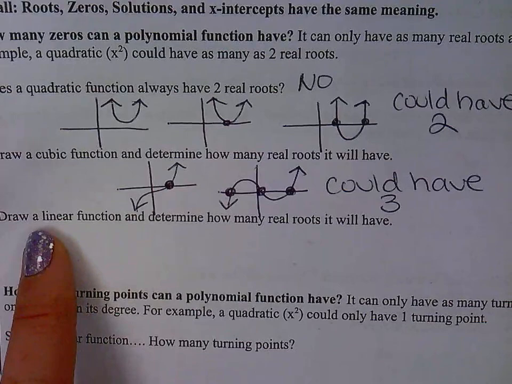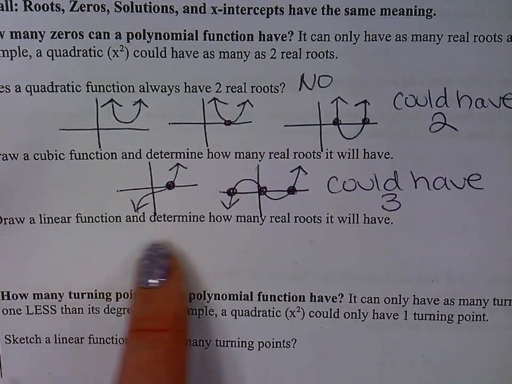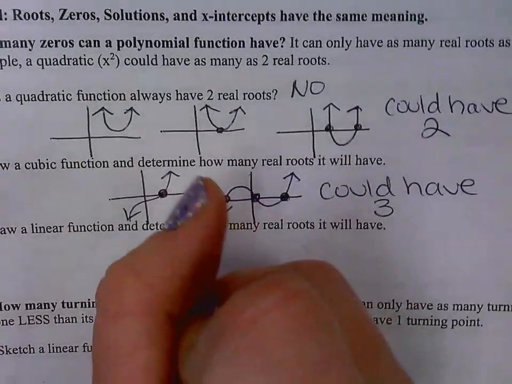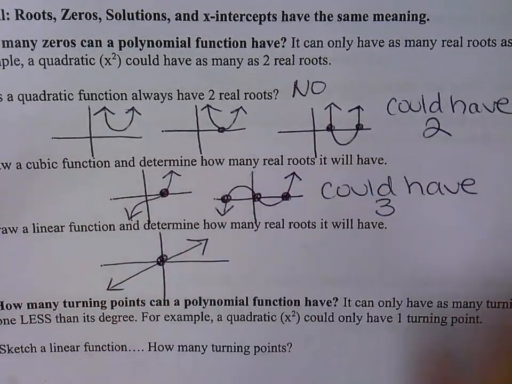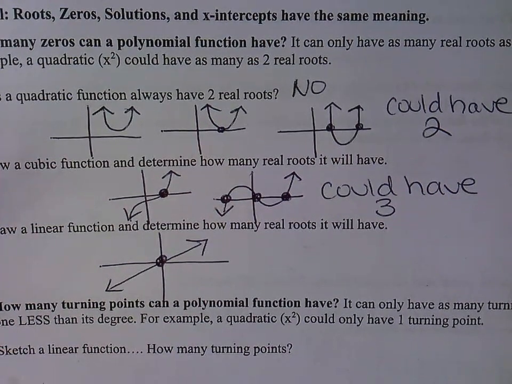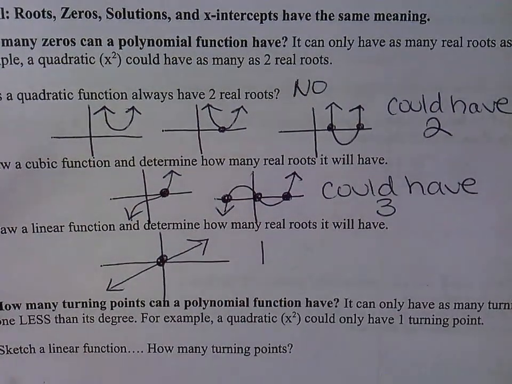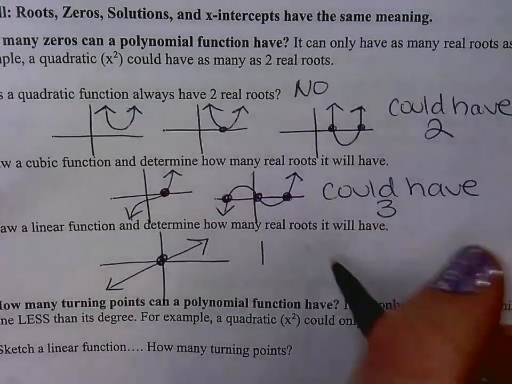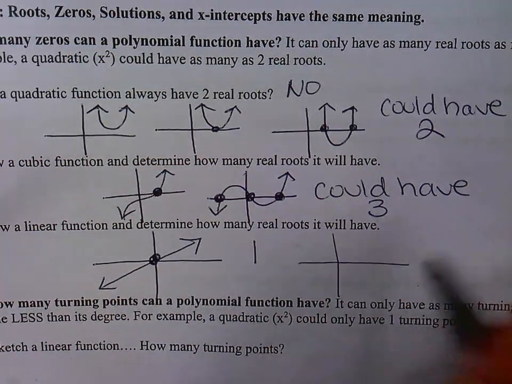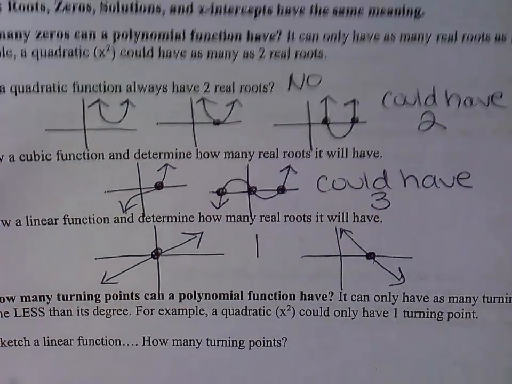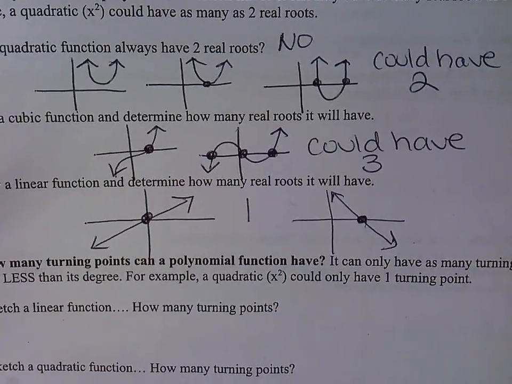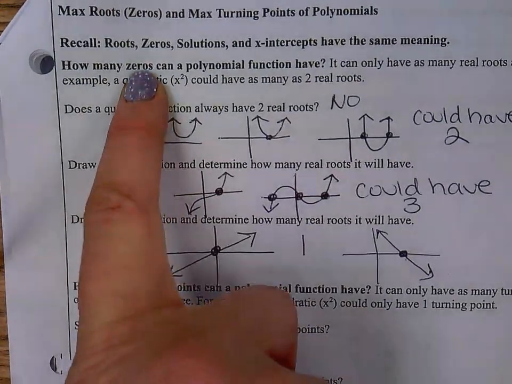And then this one says draw a linear function and determine how many real roots it will have. We know that a linear function is always going to have just 1 because a line can only cross the x-axis once. It never turns around. So 1. If you want to draw yourself more than one example, you can draw something with a negative slope. It's only going to have 1 x-intercept. So this was talking about how many zeros it could have.